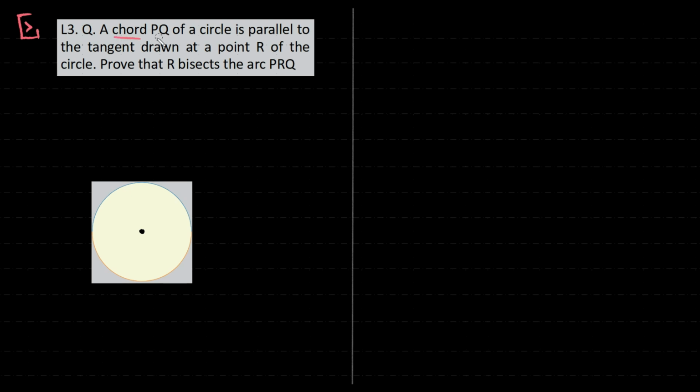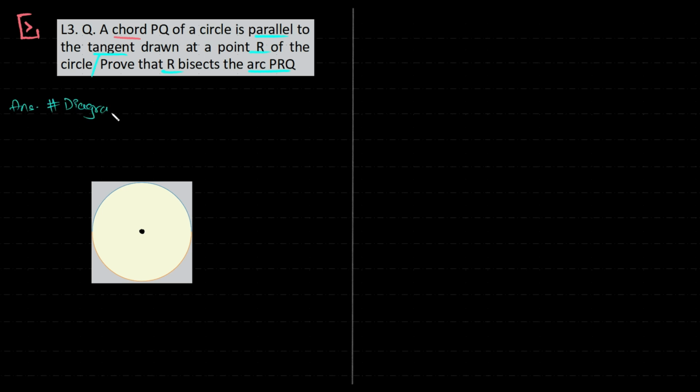A chord PQ of a circle is parallel to a tangent drawn at a point R of the circle. Prove that R bisects the arc PRQ. So I need to teach you guys the word chord and the word arc, right? That is something new over here.